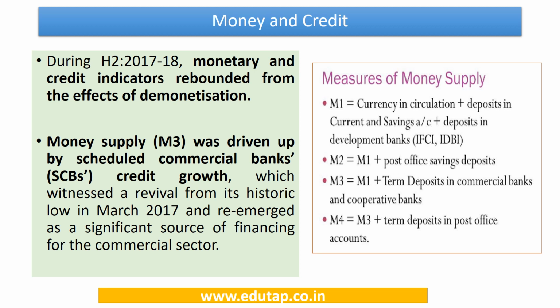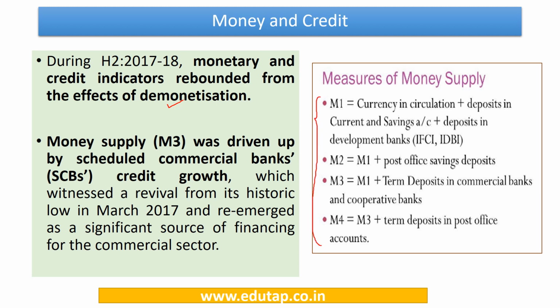With regard to money and credit, this report says that monetary and credit indicators have rebounded from the effects of demonetization. Demonetization had some negative impact on these indicators, the money supply in the economy, but now it has rebounded during the second half of 2017-18. Money supply, which is M3. Now there are different measures of money supply: M1, M2, M3, M4.